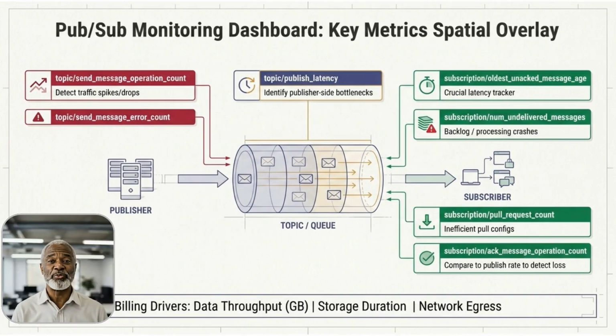The Pub/Sub monitoring dashboard tracks key metrics. Publisher-side metrics detect traffic spikes and latency. Subscriber-side metrics track backlog and identify inefficient pull configurations. Billing is driven by data throughput, storage duration, and network egress.